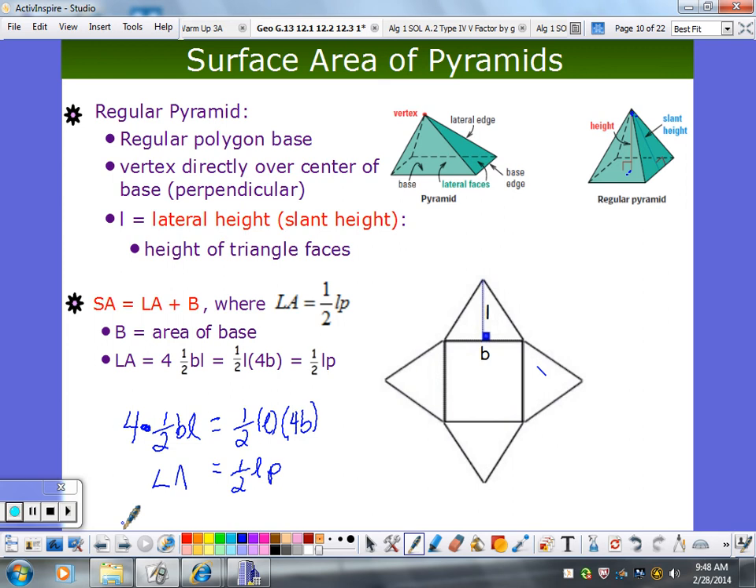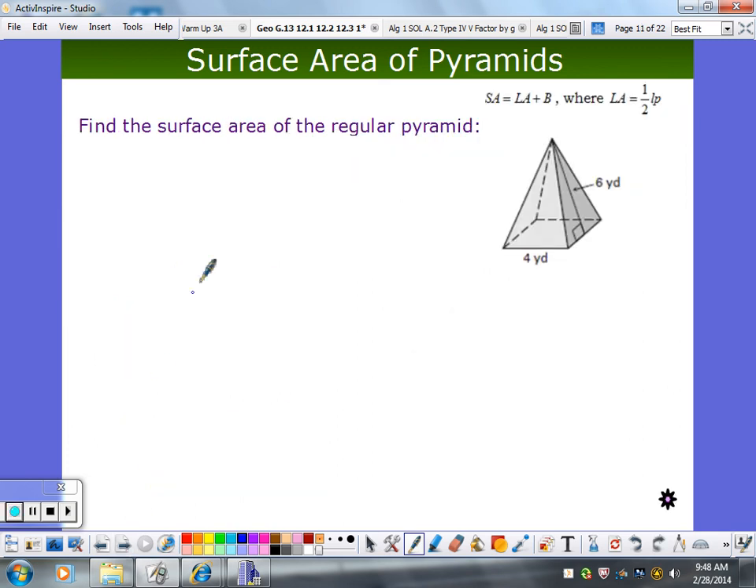They don't tell you what it is, but you have to know that LA is 1/2 LP. L is the lateral height or the slant height. P is the perimeter of the base. So that much you do have to know. So if I want to find the surface area of this regular pyramid, this is on your paper, good. So again, you write out the formula: 1/2 LP, the lateral area, plus the area of the base. It's a regular pyramid. So now I have to find these things. Maybe I'll just find LP first.